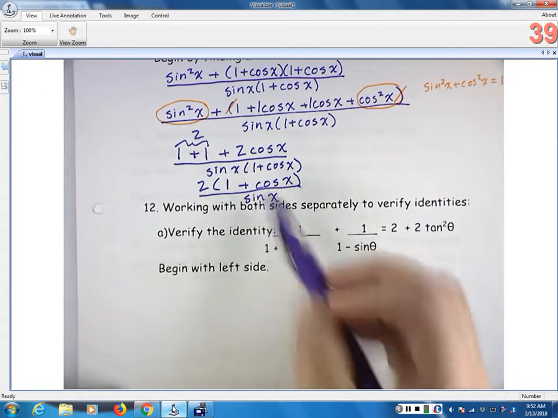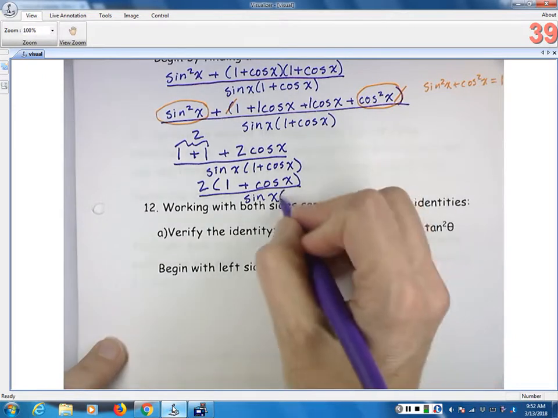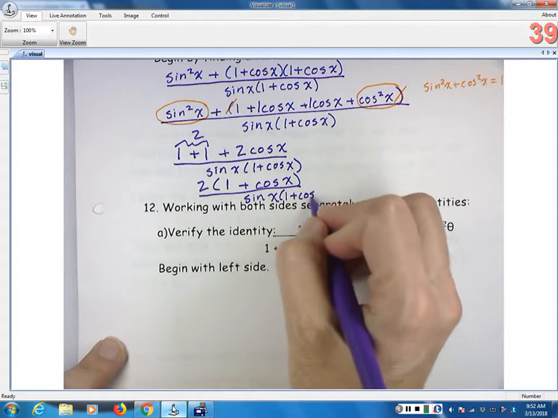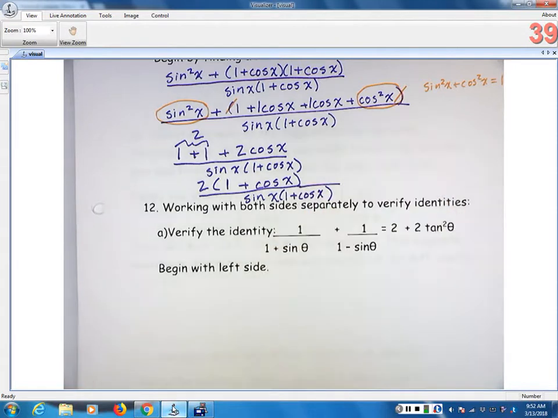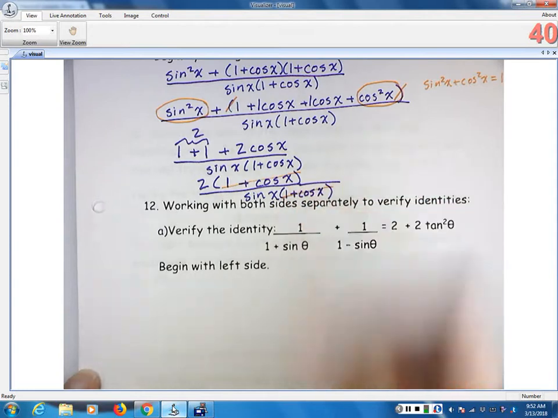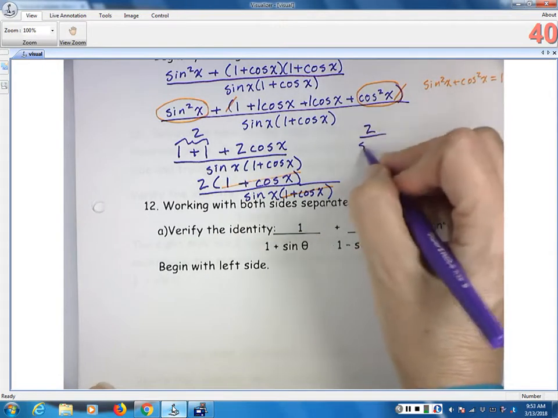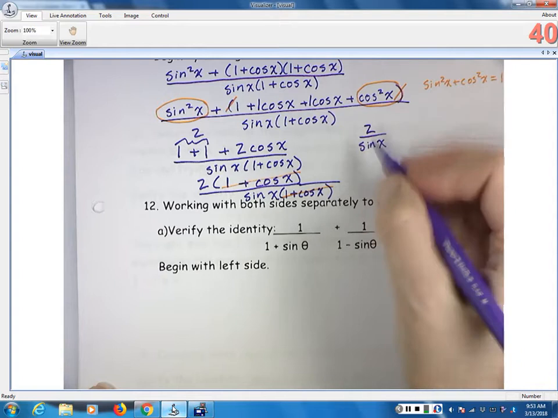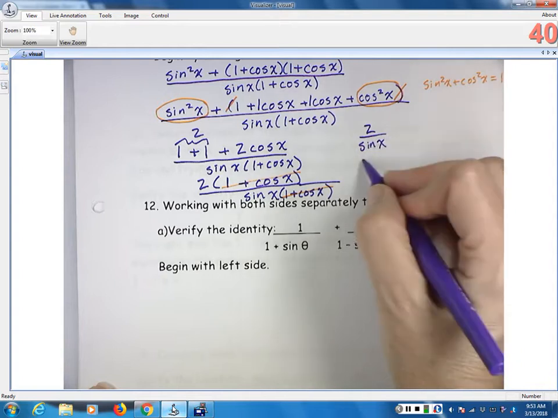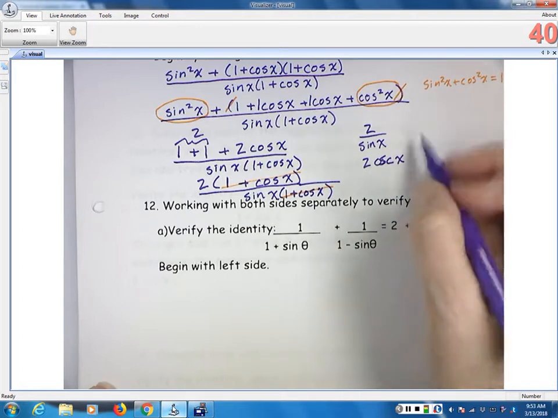And then... Oh, wait a minute. I need to write this down. And then cancel it. Okay. That's the common denominator. These are the same factors. We cancel factors. So we cancel that. So now we're left with 2 over sine x. Sine is cosecant. So we have 2 cosecant x. Okay, and that equals the right side.